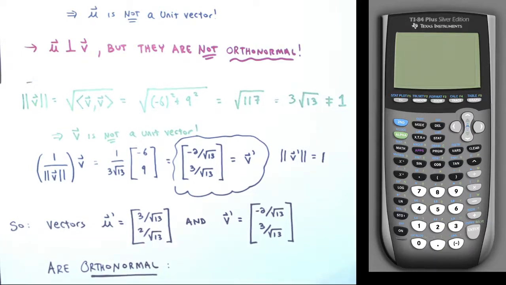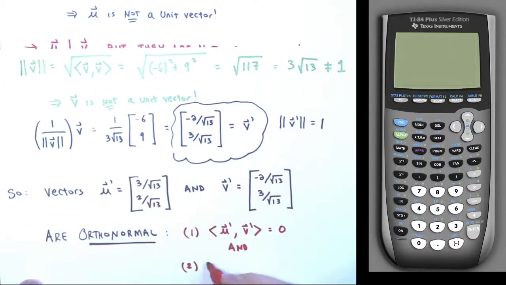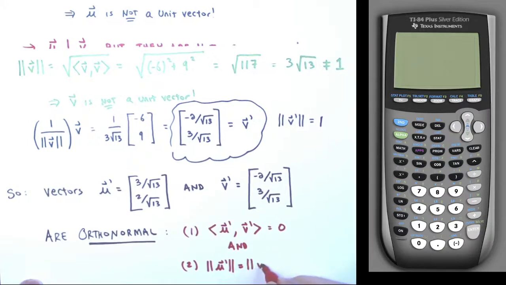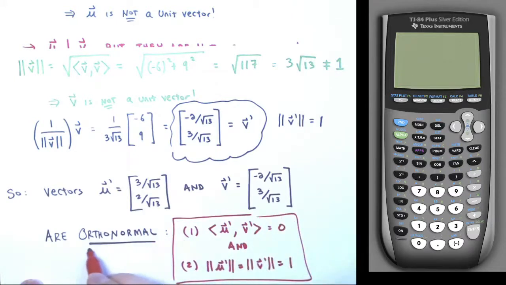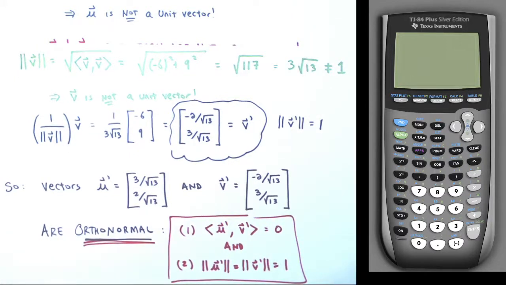And one more time, what does that mean? Orthonormal means their inner product is equal to 0, and each vector has a norm of 1. Each one of the vectors is a unit vector. That's what it means to be orthonormal.